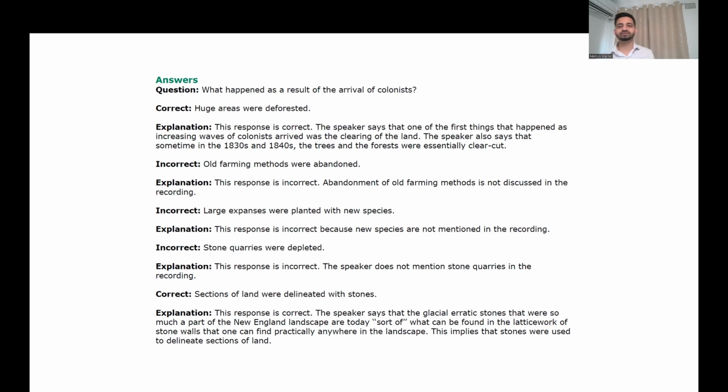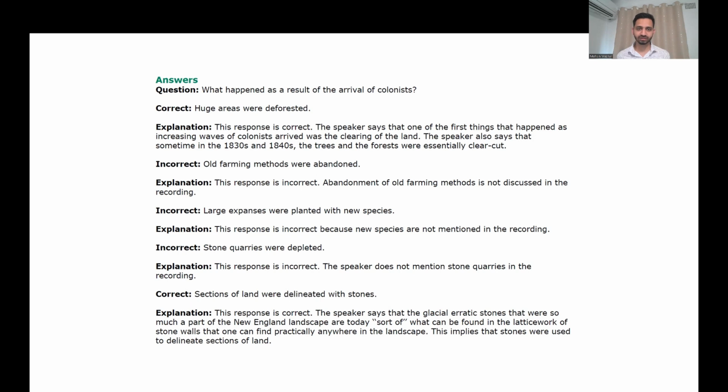The speaker says that one of the things that happened as increasing waves of colonists arrived was the clearing of the land. The speaker also says that sometime in the 1830s and 1840s, the trees and forests were essentially clear cut. So when the colonists arrived, that's what happened. The deforestation, huge areas were deforested. So that's correct.